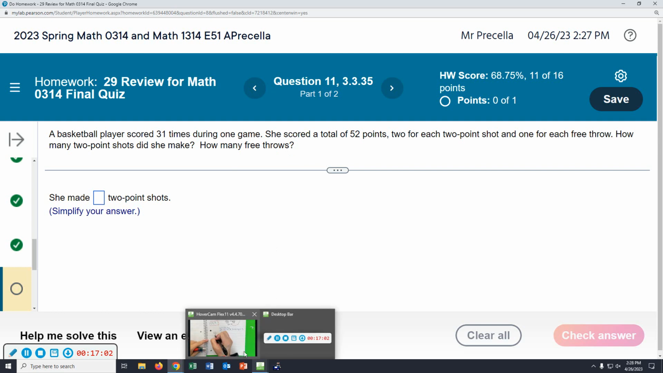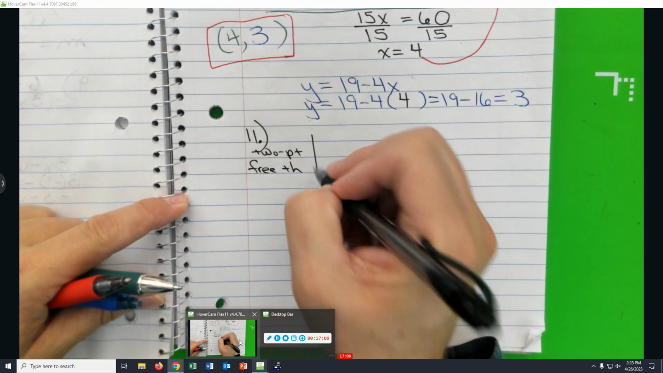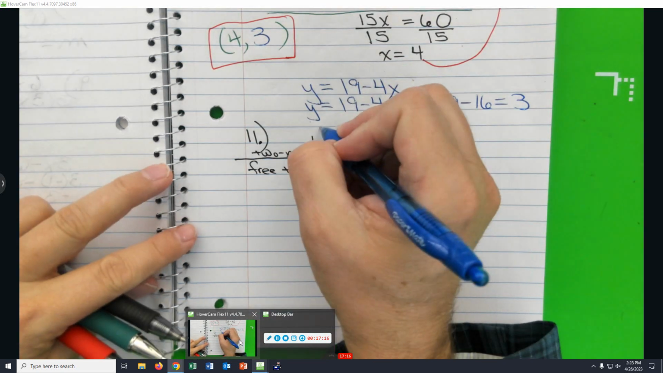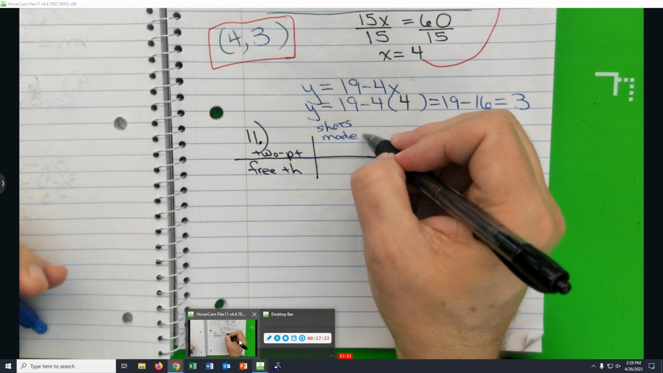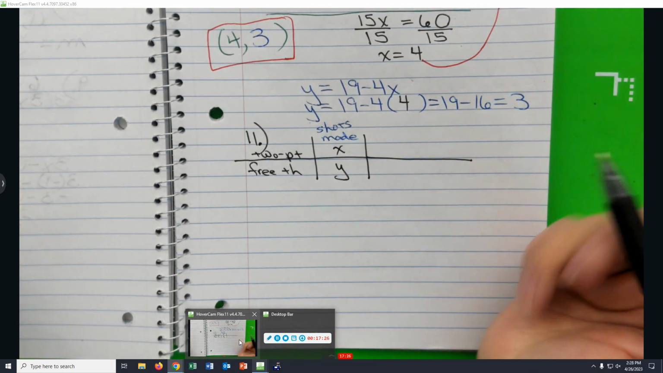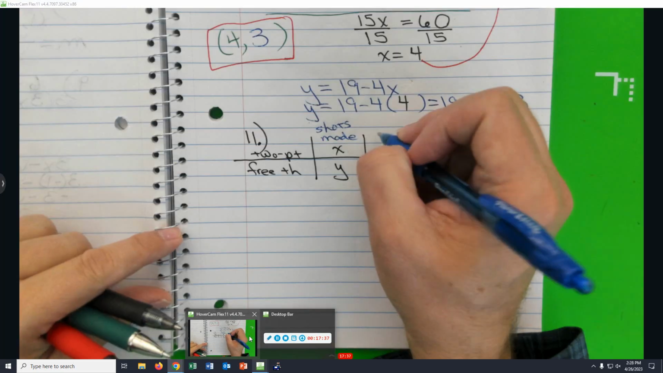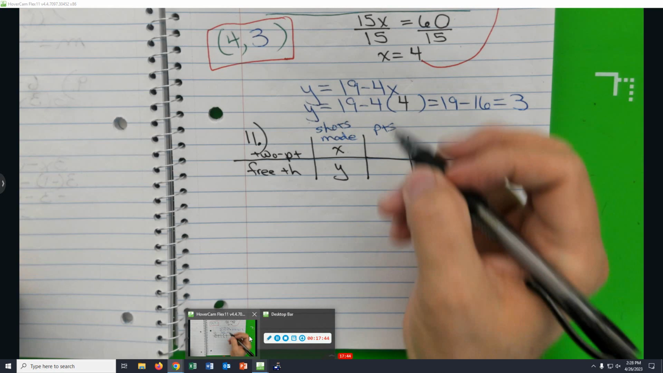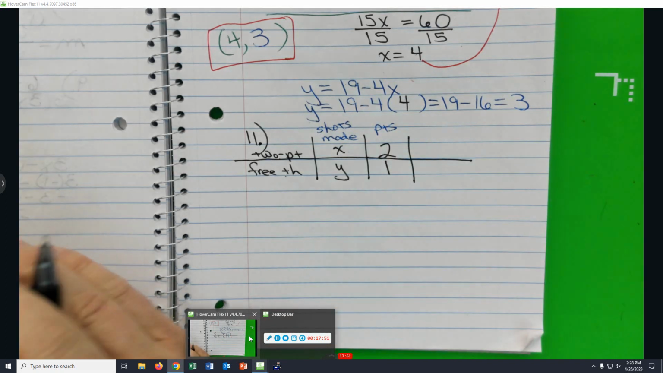How many free throws? So I'll say 2-point and free throws, and I'll say shots made, X and Y. Those are the things we don't know, so we'll label them X and Y. And then points made. How about the points per shot? I'll just say points for brevity. Each 2-point throw was worth 2 points. Each free throw was worth 1 point.